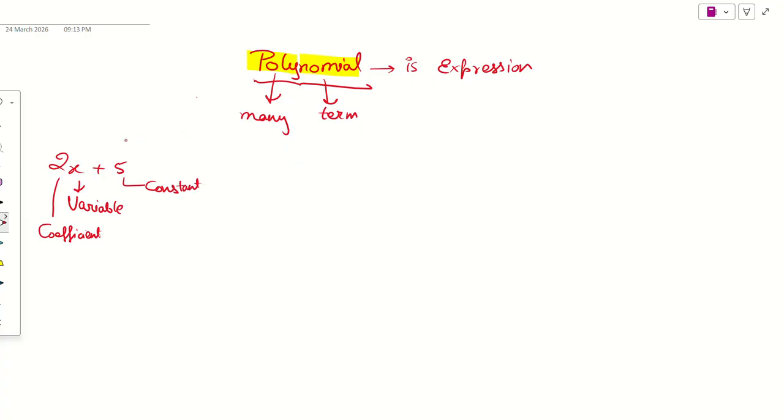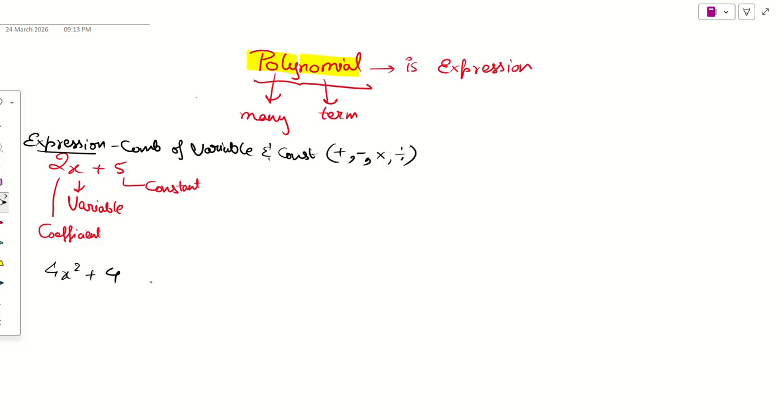So, an expression is just a combination of variables and constants using arithmetic operations, that is addition, subtraction, multiplication and division. Okay, so can we have 4x square plus 4? This is an expression, right? And can I have 2x upon 4? x minus 8? Here we have subtraction.